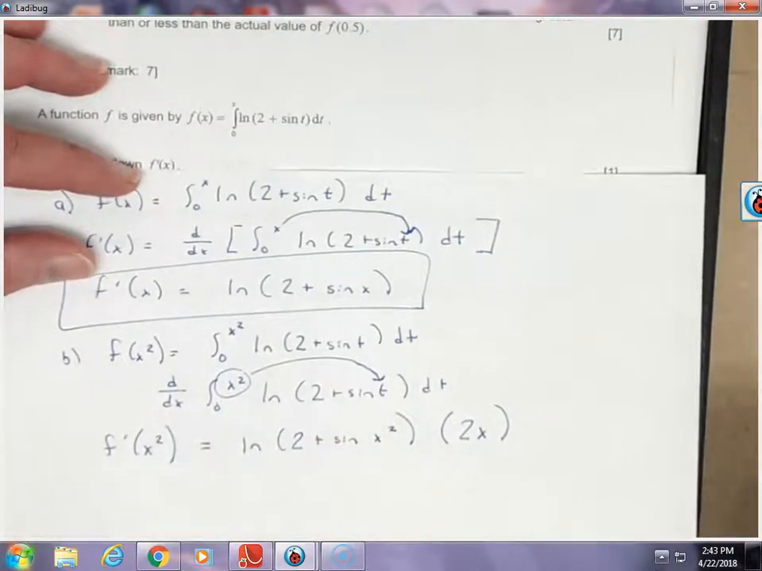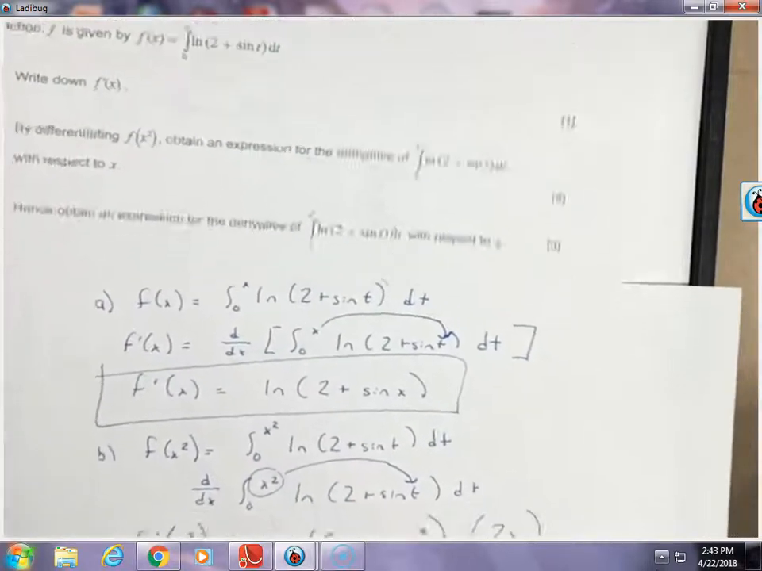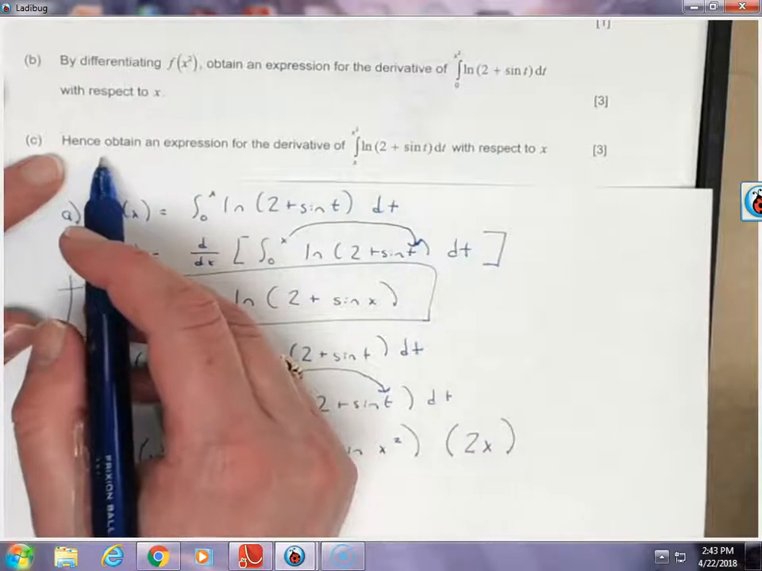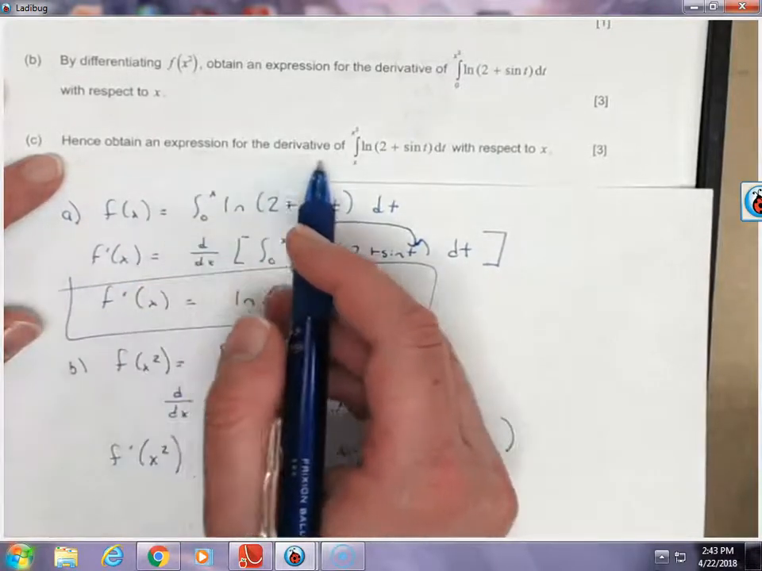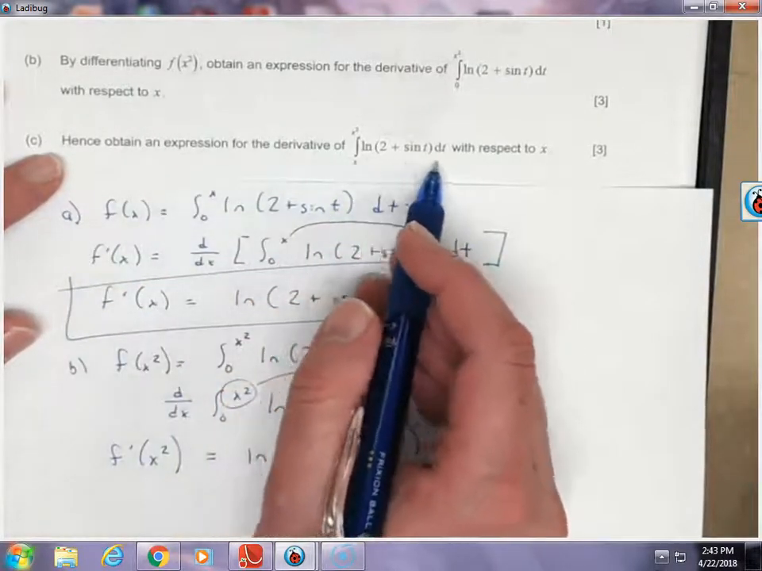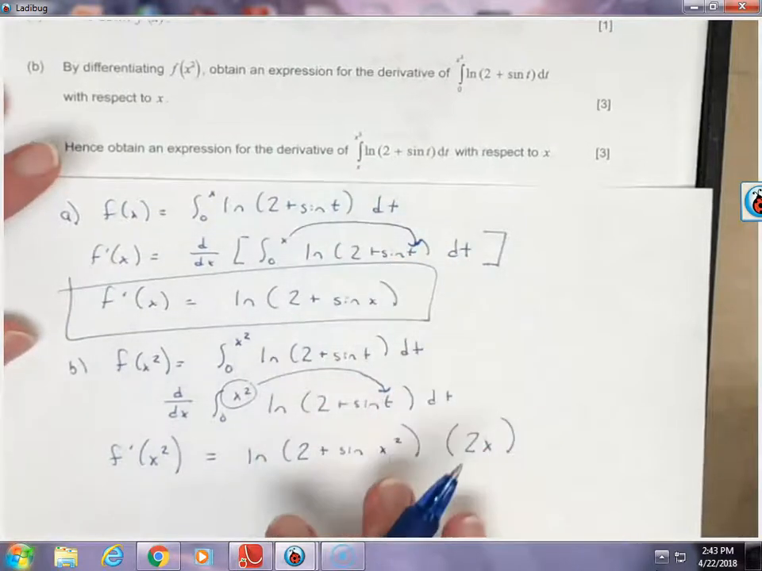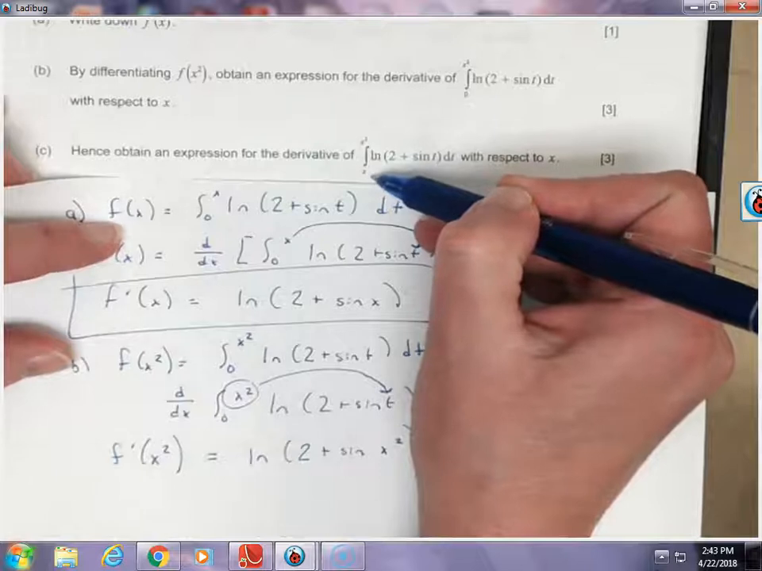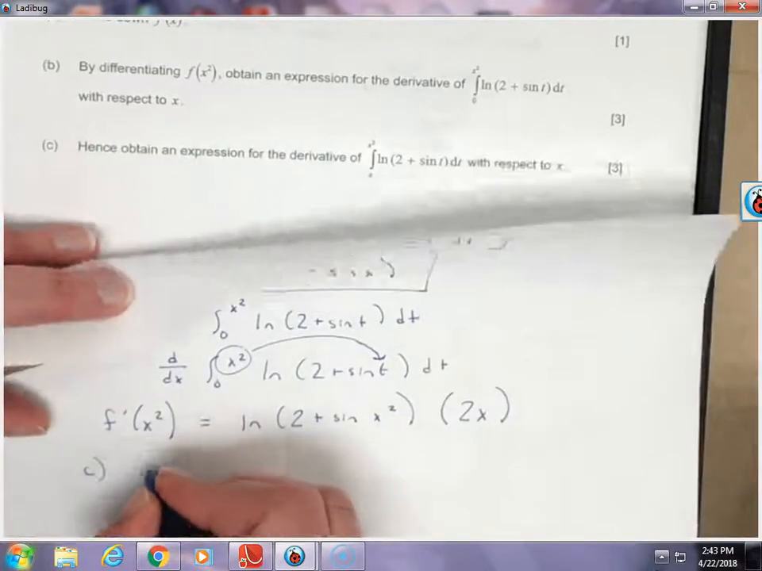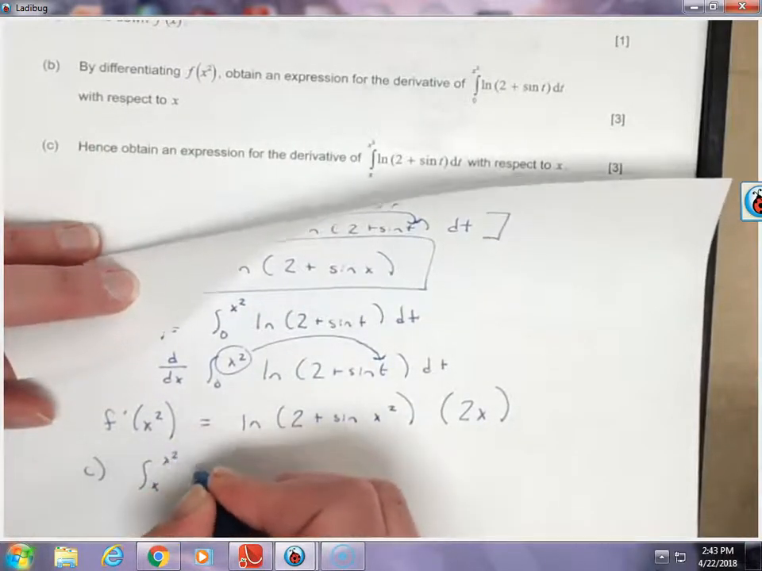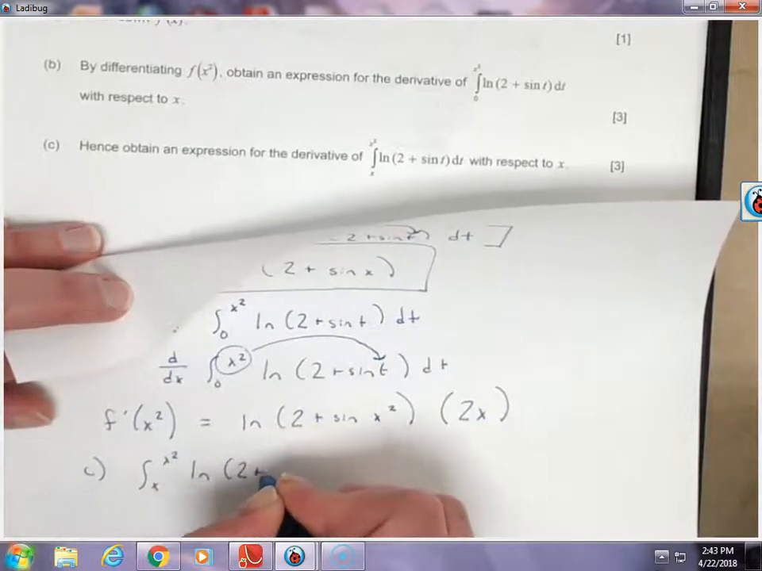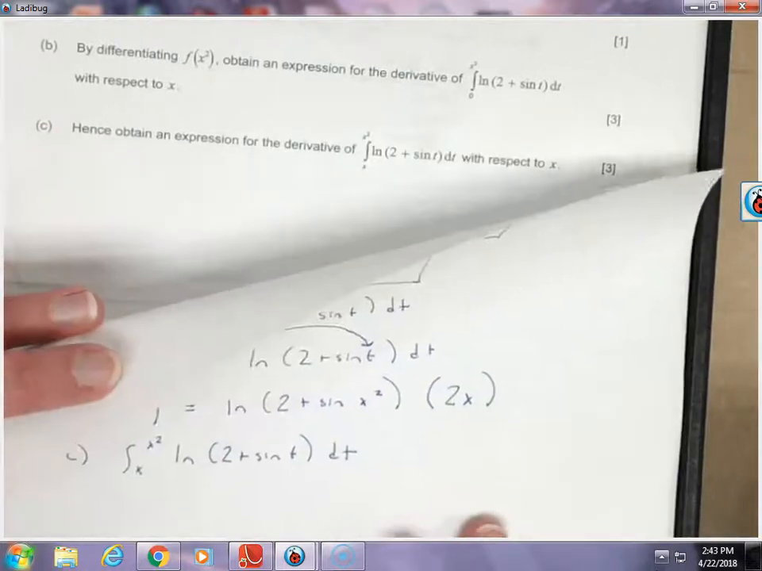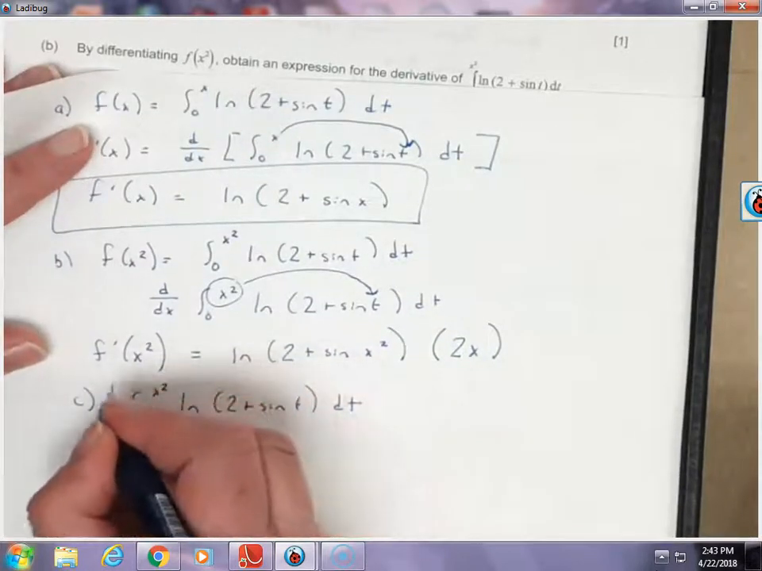Okay. All right, and then the last part of this says hence. So I'm going to be able to take advantage of what I've already done. Obtain an expression for the derivative of this with respect to x. Well, this is a little disturbing because I have not a constant in the denominator. So I'm sure we can get around it because it says I can use what I've already done. That's always a good sign. Okay, and it wants the derivative of this.